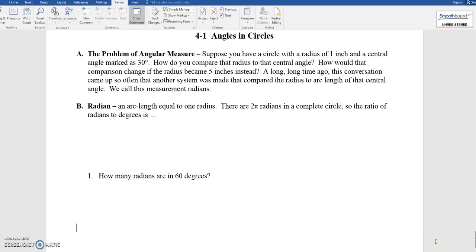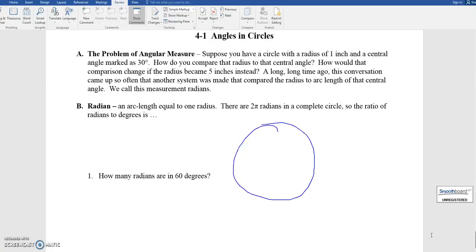Welcome to video 4.1, where we talk a little bit about circles and we review some things from geometry. In geometry, we often dealt with pictures that look like this. We had a circle, and there's the center, and we talked about the angle, which we call a central angle. We talked about arc length right there, or even arc measure.